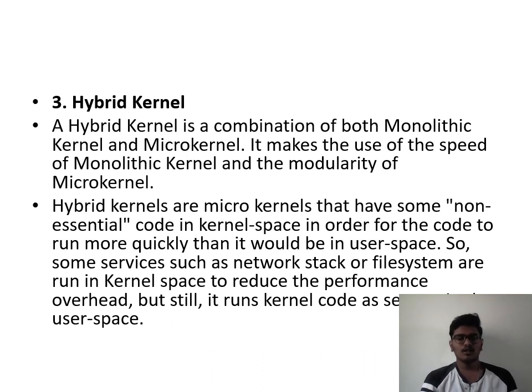Coming to the hybrid kernel, a hybrid kernel is a combination of both a monolithic kernel and a microkernel. It makes use of the speed of the monolithic kernel and the modularity of the microkernel. Hybrid kernels are microkernels that have some non-essential code in kernel space, in order for the code to run more quickly than it would in user space. So some services such as the network stack or file system are run in kernel space to reduce the performance overhead, but it still runs other kernel code as servers in the user space.